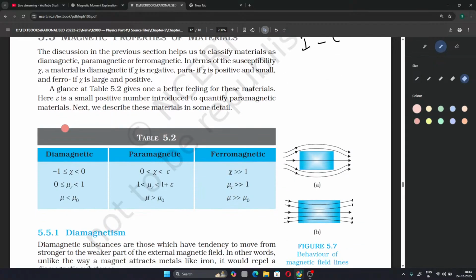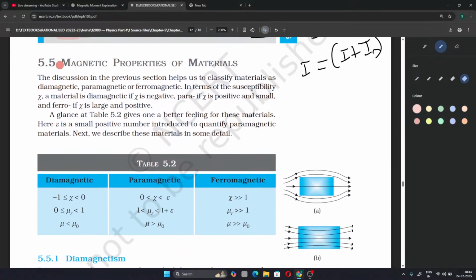Now let's go to the next main topic, magnetic properties of materials. The discussion in the previous section helps us to classify materials as diamagnetic, paramagnetic, or ferromagnetic in terms of susceptibility chi. A material is diamagnetic if chi is negative.